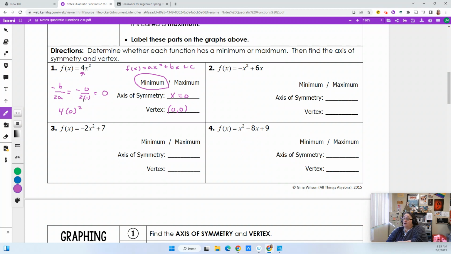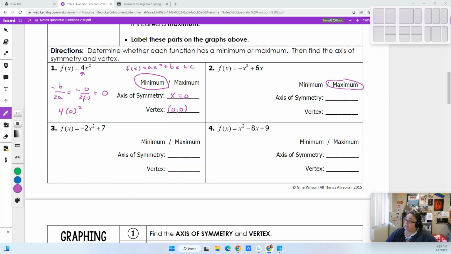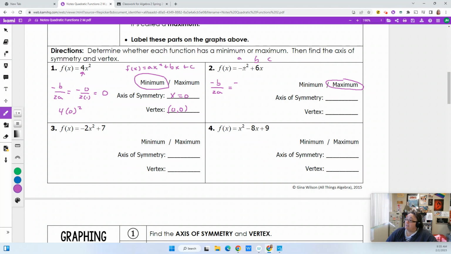If we look at number 2, we have a negative in front of that x squared, which means that it's going to be a maximum that we're dealing with. The axis of symmetry, well, we're going to do our minus b over 2a formula. And in this case, that would be minus, our b is 6, we don't have a c, and our a is negative 1. So I'm going to say minus 6 over 2 times negative 1.